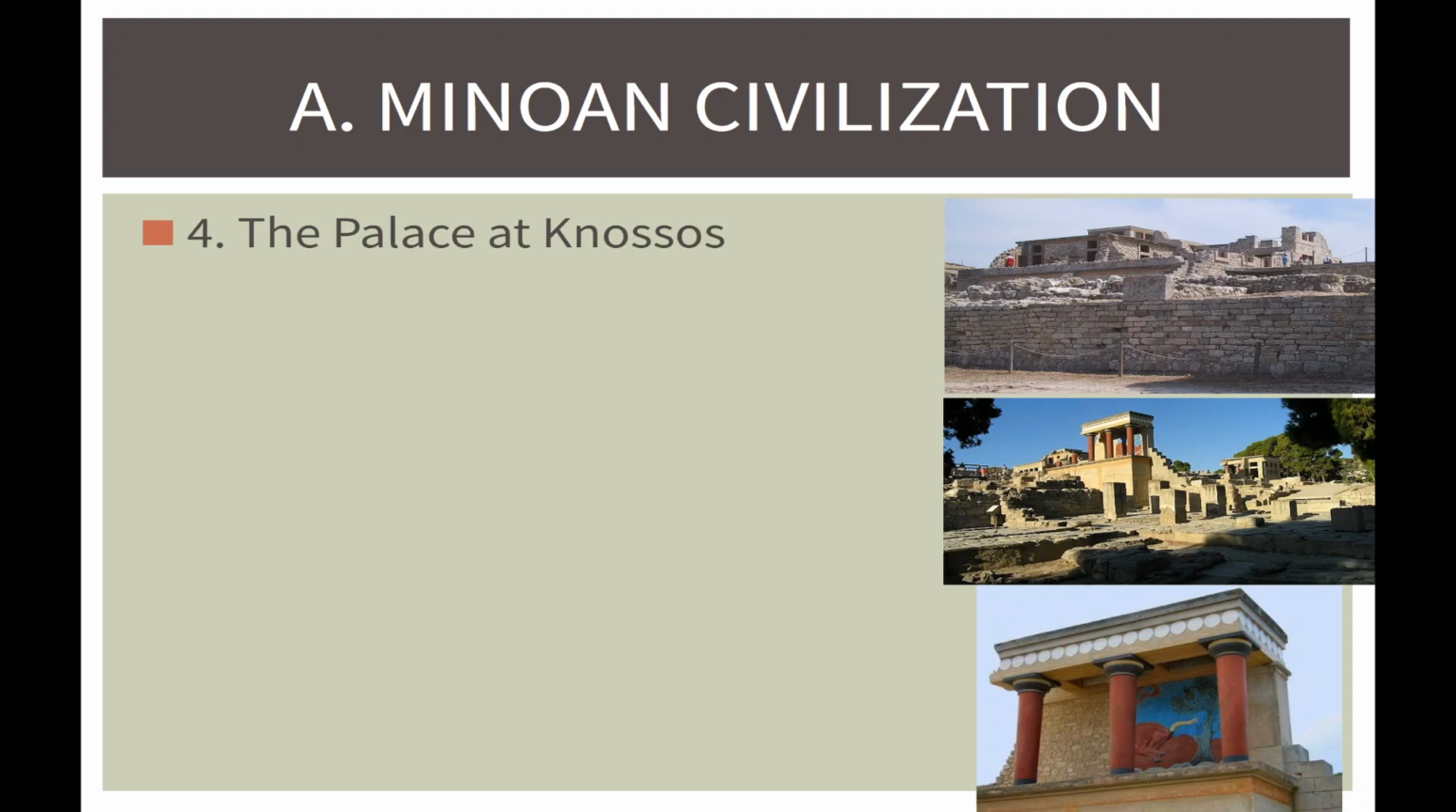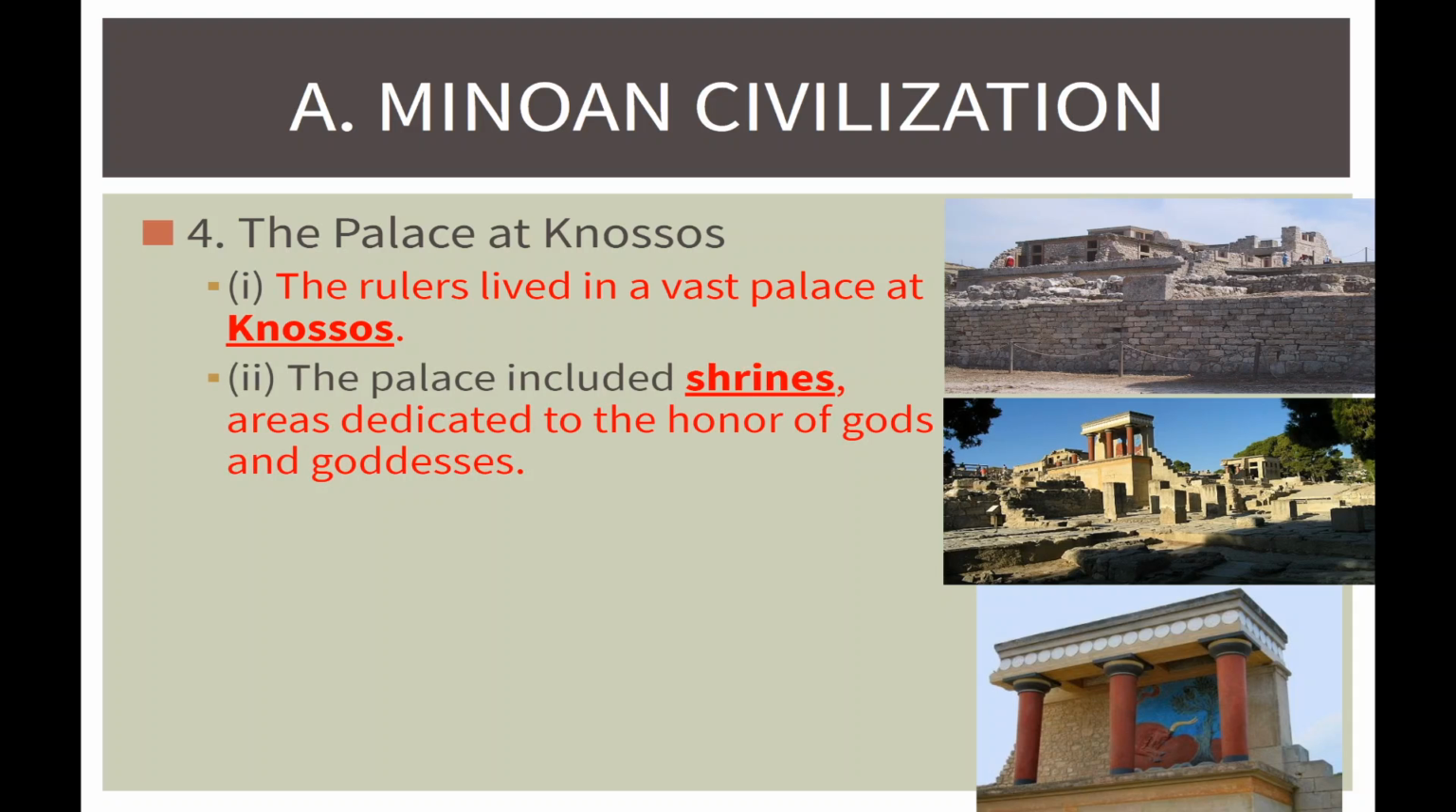Their palace was at a place called Knossos. Okay, it was a very large palace. It was very, very nice, very large. Okay, the palace had all sorts of shrines that were dedicated to different gods and goddesses. So this is important because it helps us understand where the Greek civilization got its own gods and goddesses. They're not identical by any means. They definitely were adapted, but they have connections for sure. And this would be another example of cultural diffusion.